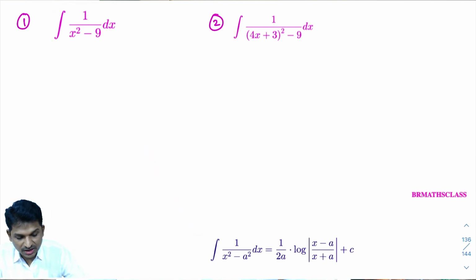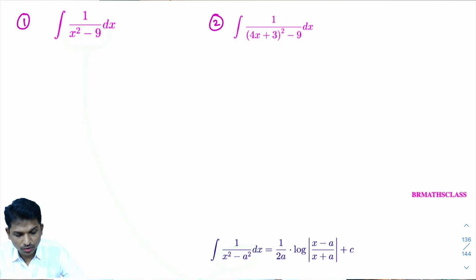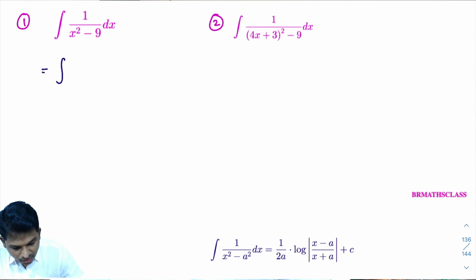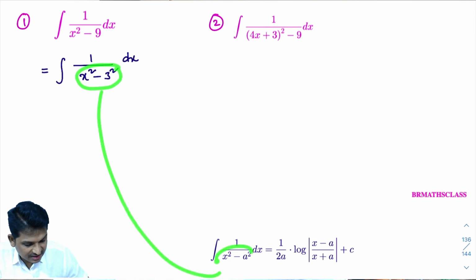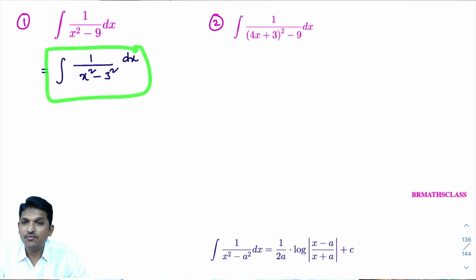Okay, so here, x square minus 9 is there. Can I write it in the form of x square minus a square? Yes, easily. So what I'll do here: integral of 1 divided by x square minus, this 9, I'll write it as 3 square. Look here, I have written it in the form of x square minus a square. In the denominator, there is no root, and it is of the form 1 divided by x square minus a square dx.